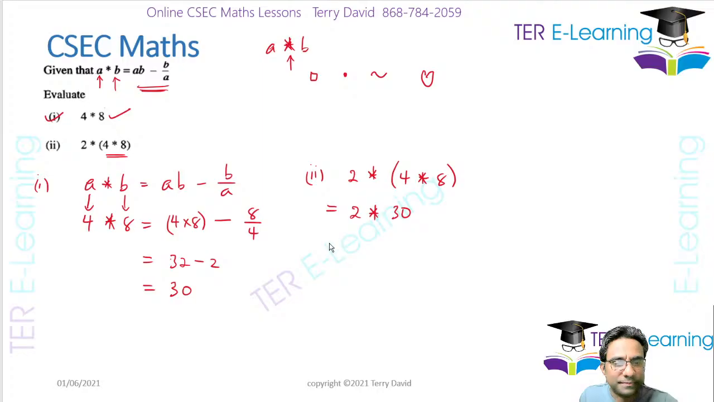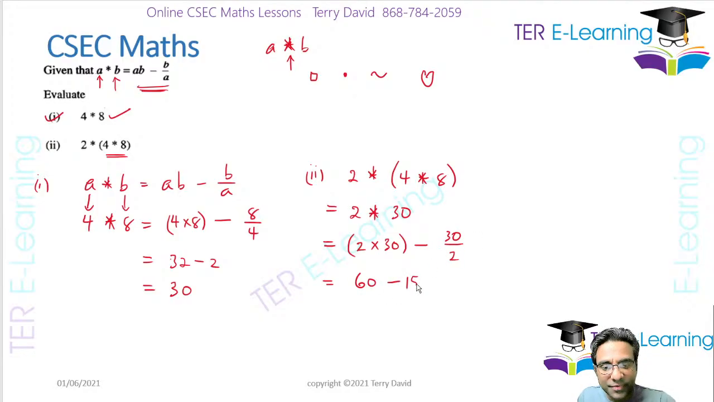Sorry about that, guys. So now we're going to use the same thing that we just used there. Remember the operation is A star B is AB minus B divided by A. So we're going to say 2 multiplied by 30, minus 30 divided by 2. So 2 by 30 is going to give me 60. Minus 30 divided by 2 is going to give me 15. So 60 minus 15 is going to give me 45. So that's my answer for part 2.